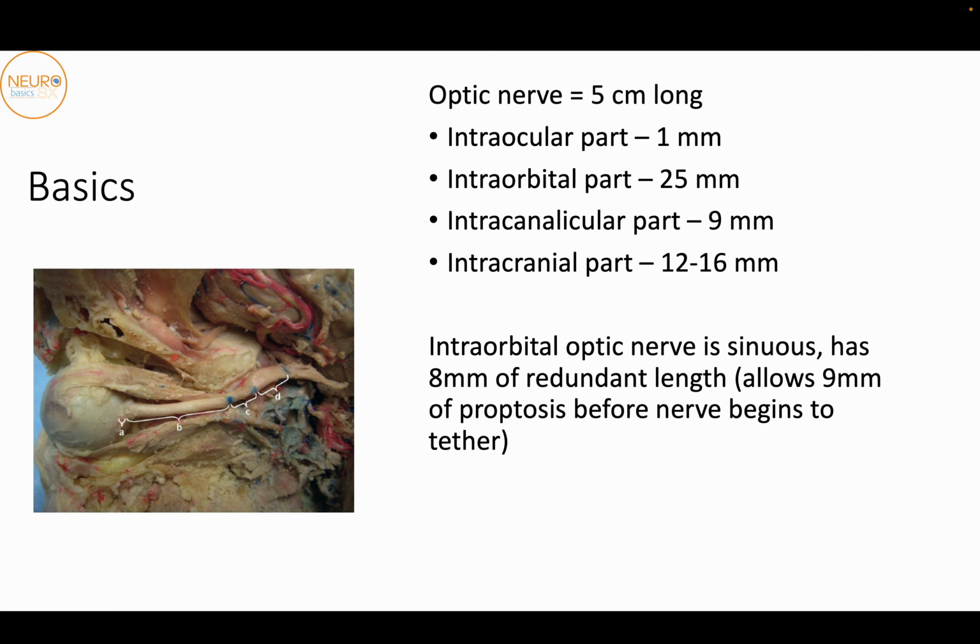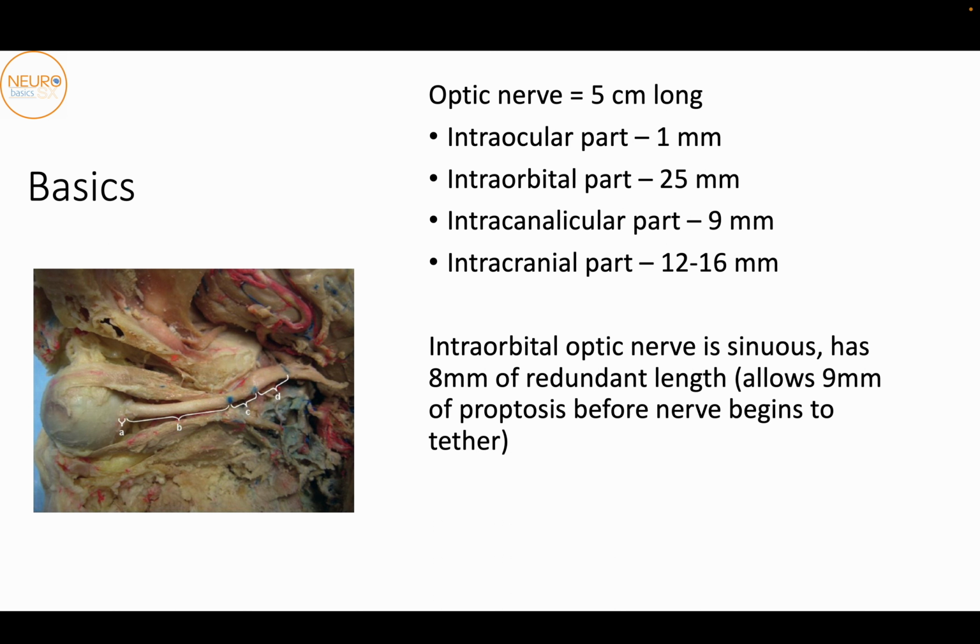Now, the optic nerve itself is a 5 centimeter long tract. There's an intraocular part, which is 1 millimeter, and an intraorbital part, which is about 25 millimeters. That's the longest part. There's an intracanalicular part, which is about 9 millimeters. There's an intracranial part, which is 12 to 16 millimeters, and that is the only variable part. The others all have fixed lengths.